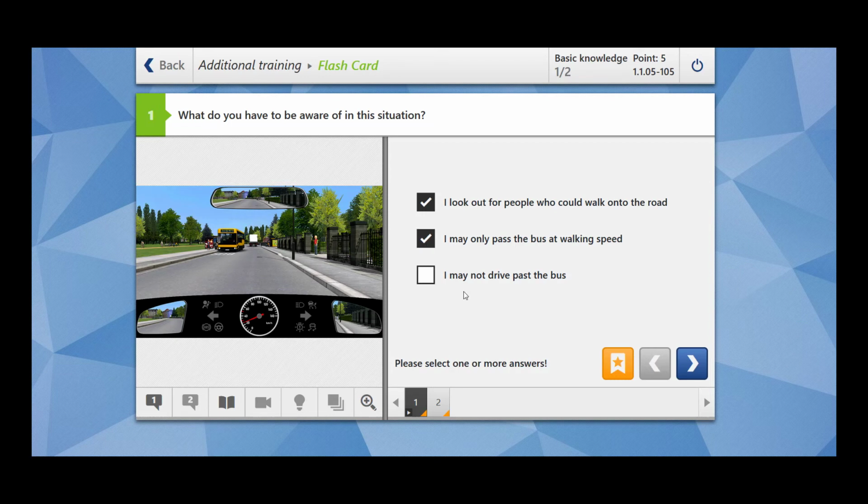This is correct. I may not drive past the bus. This is incorrect. You can pass, but you can pass only with the walking speed because now the bus has come to a stop.